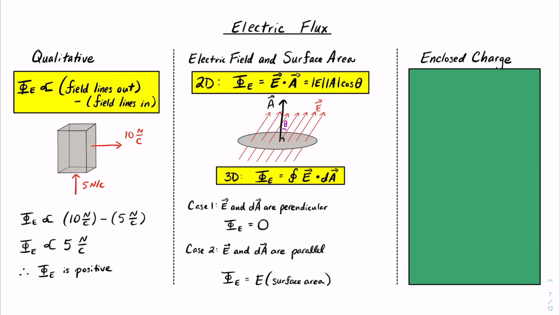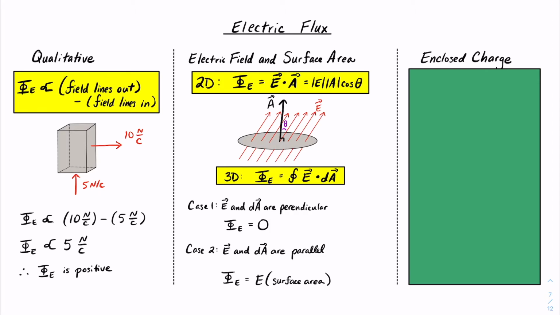In 2 dimensions, our flux is equal to our electric field dot area, where this dot is the dot product, and this A vector represents the area of our 2D surface, and its direction is perpendicular to the surface. So magnitude is just the area, direction is perpendicular. And if we go one step further and expand out this dot product, it becomes EA cosine of theta, where theta is the angle between our area vector and our electric field.